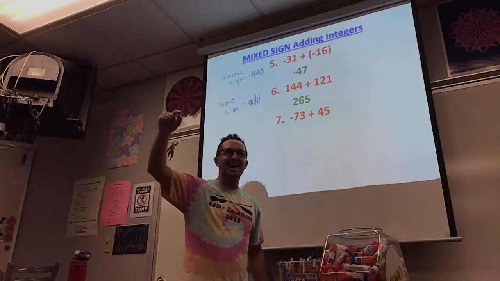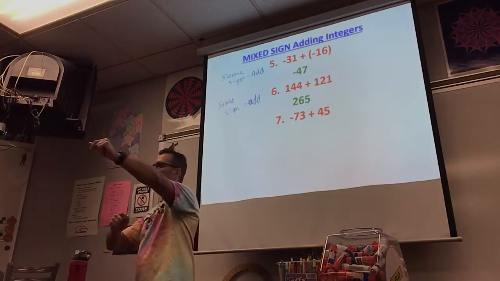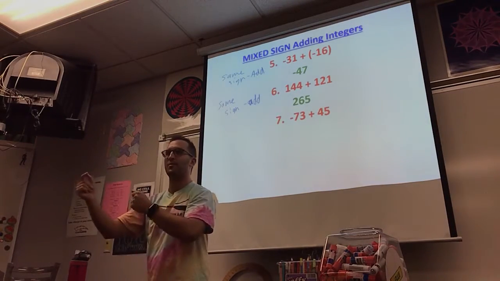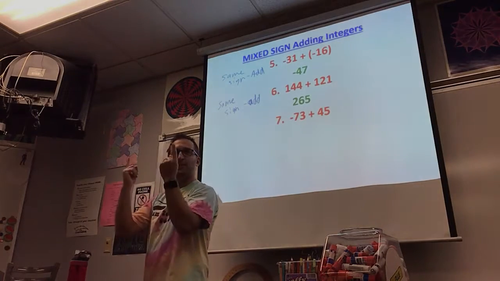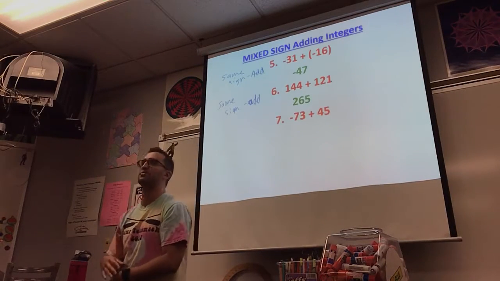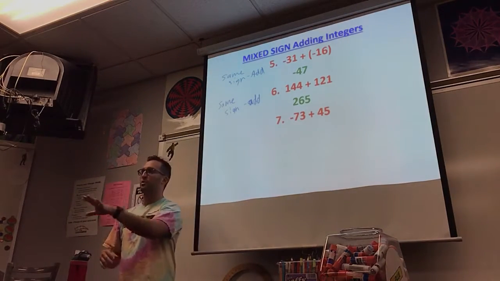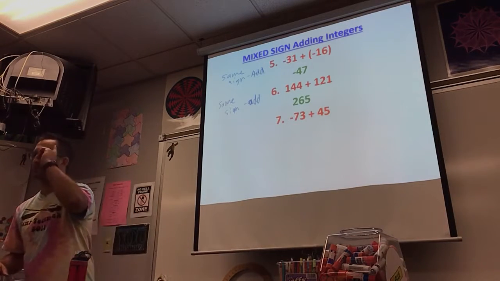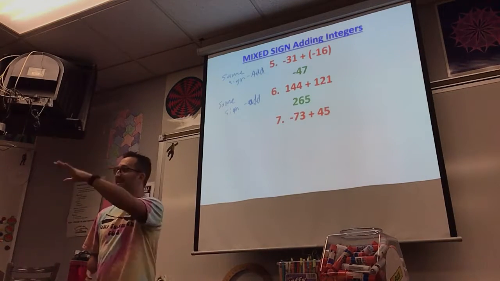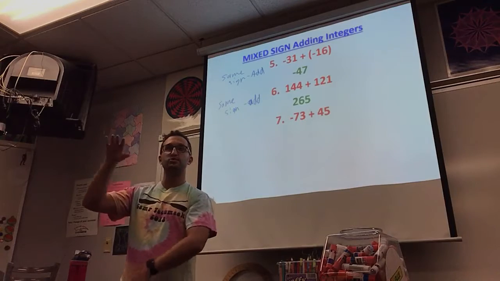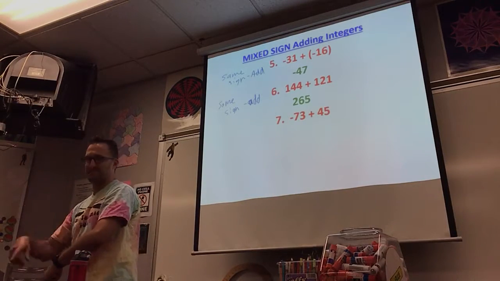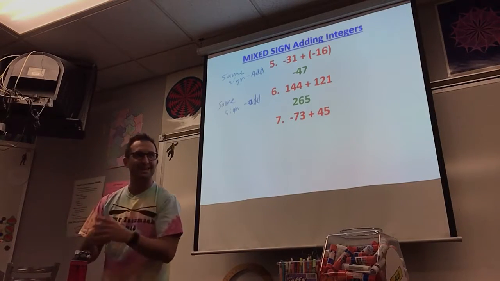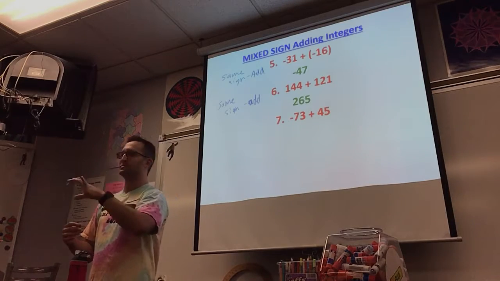Same sign, add. Different sign, subtract. We keep the sign of the bigger one so you can be exact. What? The hardest part of the rap is after the word subtract. Ready? Same sign, add. Different sign, subtract. And keep the sign of the bigger one so you can be exact. What? The hardest part is after the word subtract, right?